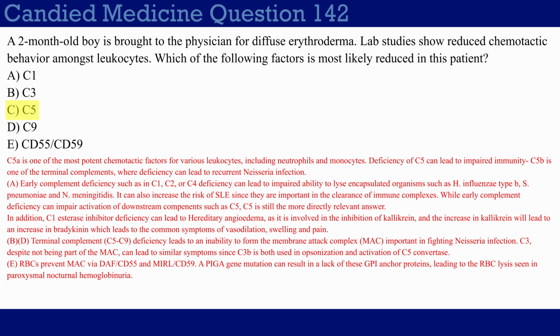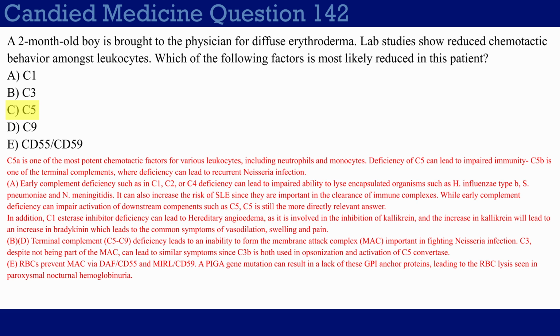As for specific functions, we can just look at the wrong answer choices here, so we can talk about it. So choice A, C1, like I said, early complements are C1, 2, and 4. If you have a deficiency in these, you can have an impaired ability to lyse encapsulated organisms such as H. flu type B, strep pneumo, and Neisseria meningitidis. Complements 1, 2, and 4 are also relevant in the clearance of immune complexes, so people who have deficiencies in these actually have an increased risk of SLE.